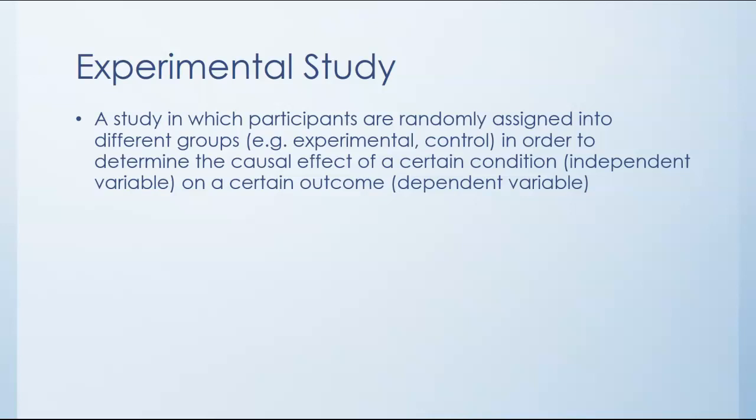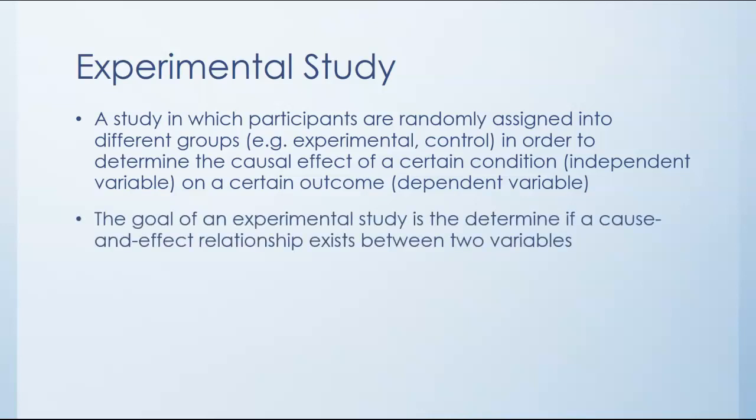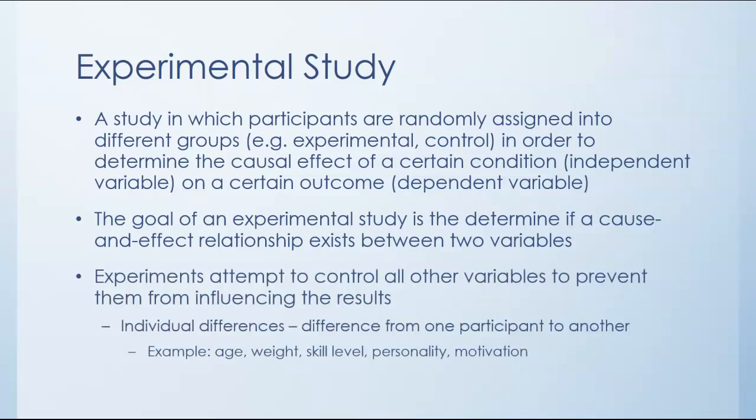But the basic idea of an experimental study is we are separating our participants randomly. We are doing some form of manipulation to a variable, and then we are measuring a separate variable to see if there is an outcome there, different from our population. So the goal of an experiment is to determine a cause and effect relationship between two variables. An experiment attempts to control other variables to prevent them from influencing the results.